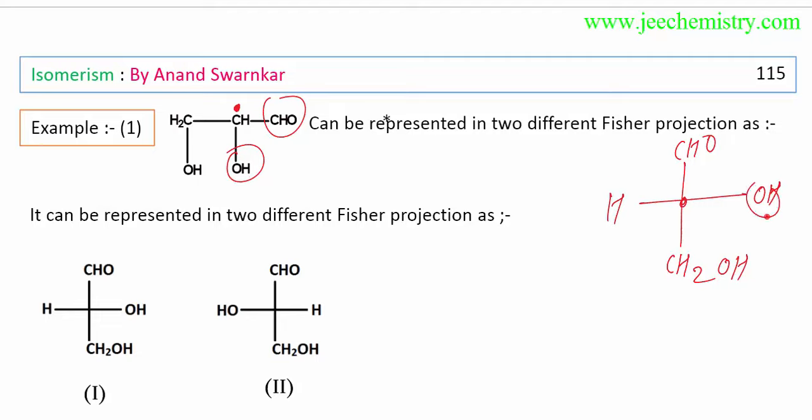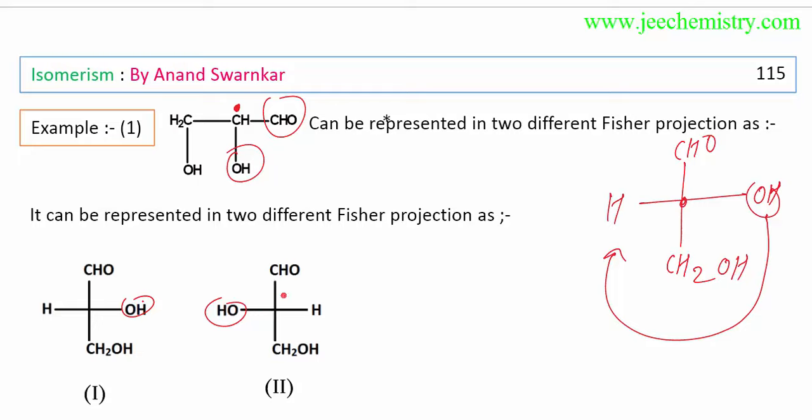Maybe the OH is on the left side, because two structures are possible for this compound in the Fisher's projection formula. I have written the OH on the right side, and maybe the OH is on the left side, because we don't know which side is right for the OH. So there are two possible structures for the Fisher's projection formula. If in an examination two structures are given, then both will be correct.